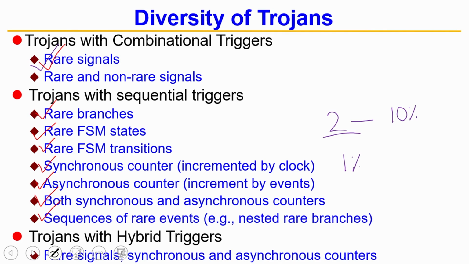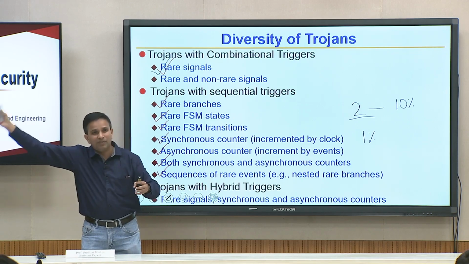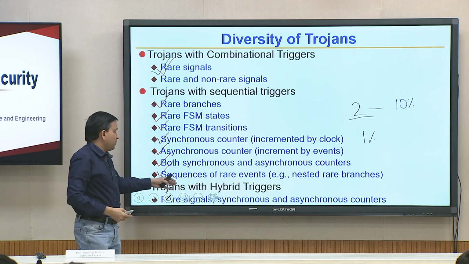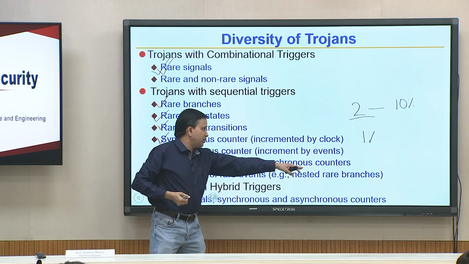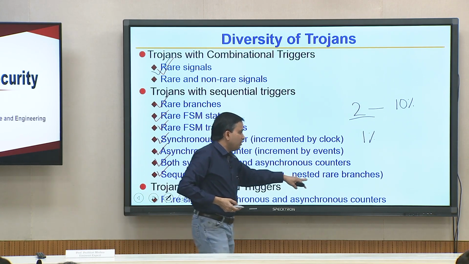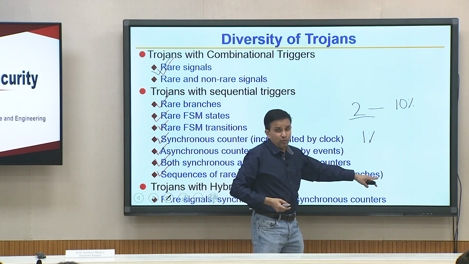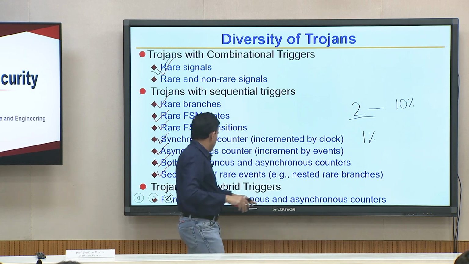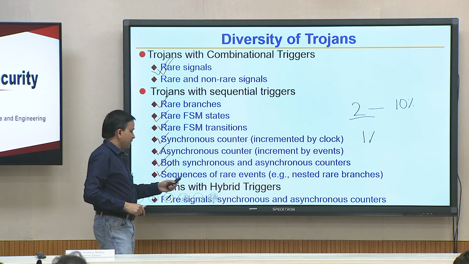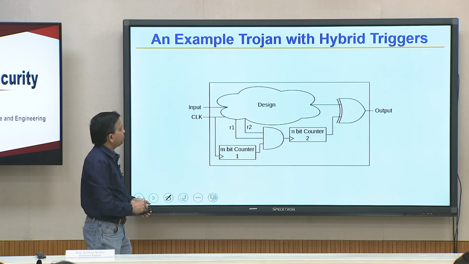Think of one counter: when it becomes 5, it starts incrementing another counter; when that becomes 10, it could be a sequence of events. At the programming level it could be a nested rare statement. Remember, the attacker might not have added the nested rare statement; you might have had it right there, and the attacker decided to embed there. And then there could be hybrid. Let me show you a hybrid example.